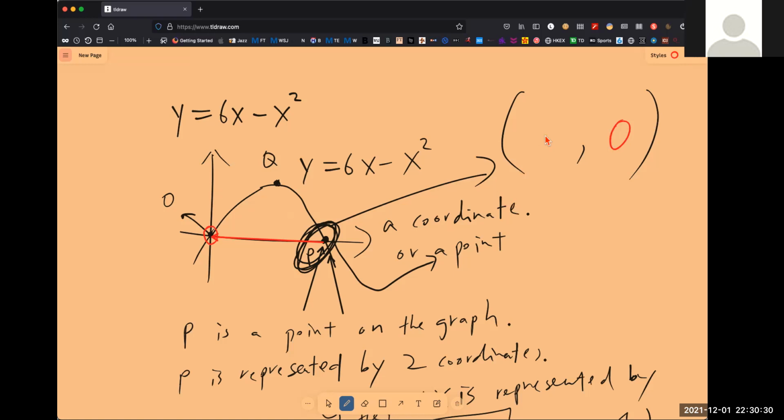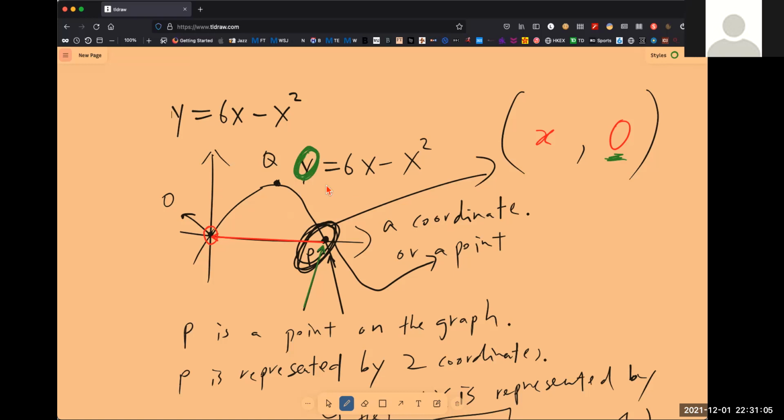The x value, don't know yet. The x value is this one. Let me change color. The green color, that's the x value, which I don't know yet. So that's why I write x here. But I know that the y value is 0 because it points to a 0. So the y value is 0. The x value I need to find out. So with this understanding, the y value is 0, right? So what you do? Y value is 0.